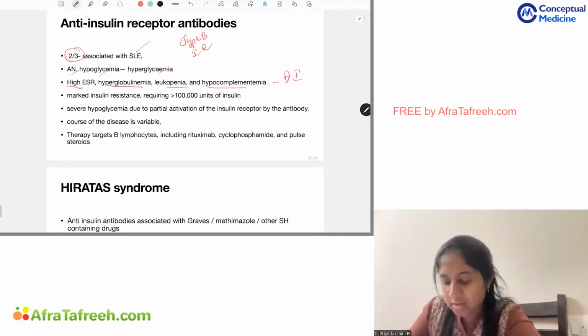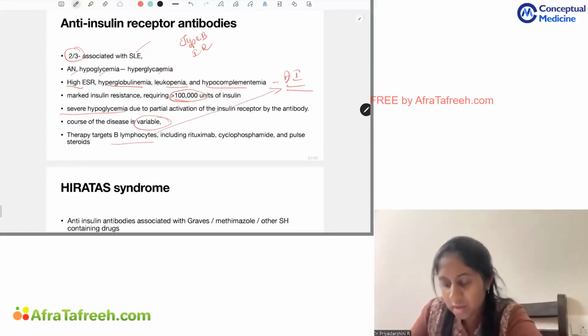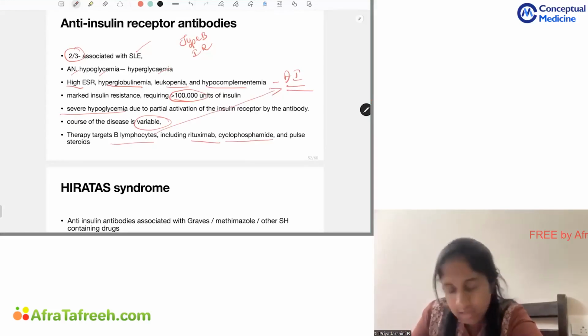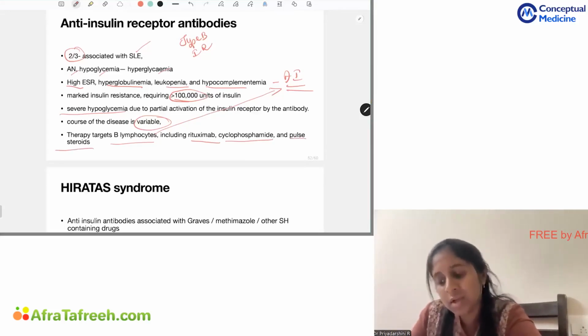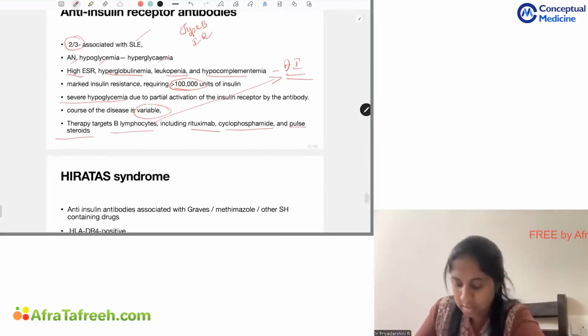Marked insulin resistance requiring more than 10,000 units of insulin may be there. Severe hypoglycemia could also be a manifestation, and the disease course is variable. So you will have to target the autoimmunity here. You're going to give some targeting agents for the B lymphocytes. So the ideal things are rituximab, cyclophosphamide, IVIG, and pulse steroids, etc. These are all the treatment therapies available for type B insulin resistance.